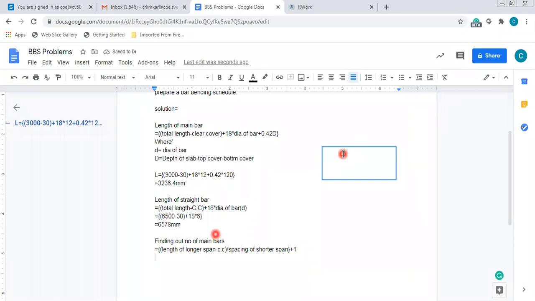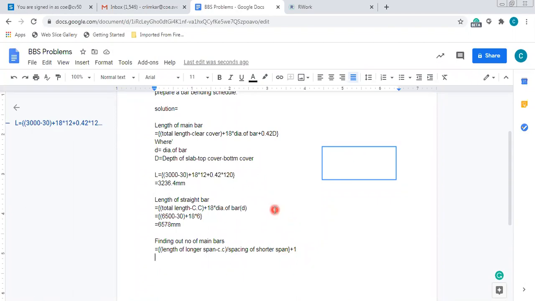So this is the formula that you have to use for finding out the number of main bars. Now main bars are kept like this, you can see the pointer which I am pointing. The main bars are kept in this particular direction. So the formula to find out the number of main bars equals length of the longer span minus clear cover divided by spacing of the shorter span plus 1, and vice versa, the formula we have to use for finding out the number of straight bars.